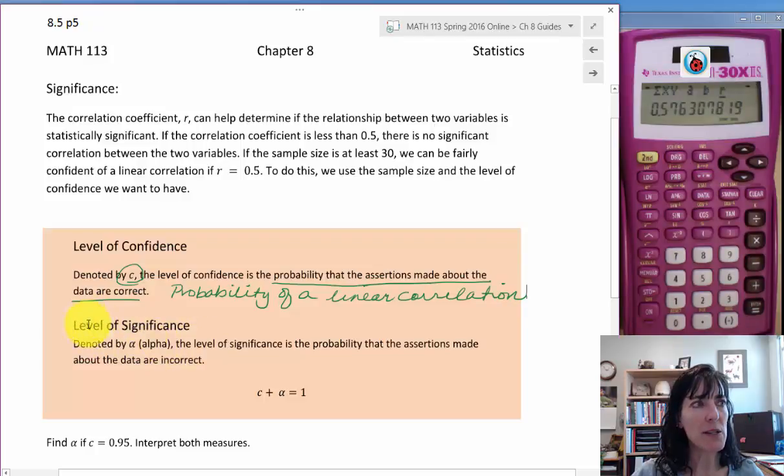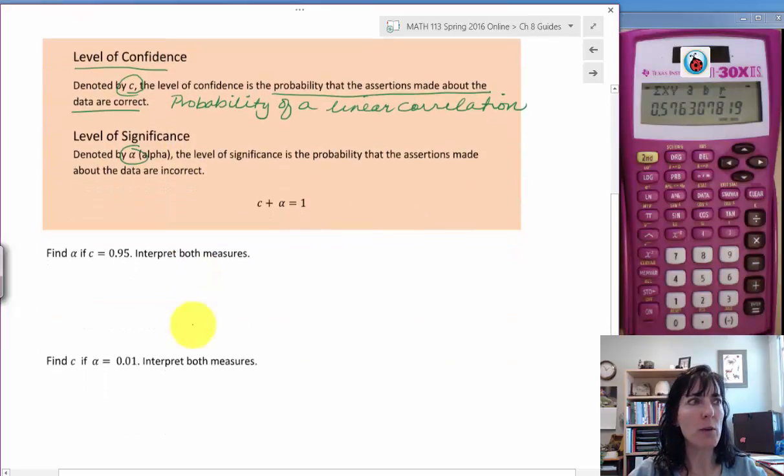The level of significance is denoted by alpha, and that's the probability that we're wrong. So the two have to add up to 1 because they're probabilities, and probabilities always go between 0 and 1. If we have, let's say, a 40% probability of being incorrect, then we have a 60% probability of being correct. That's all we're talking about here. So the two should always add up, and we use C for the level of confidence, how confident we are of our results, and alpha for the level of significance. Level of significance is the probability that we are wrong.